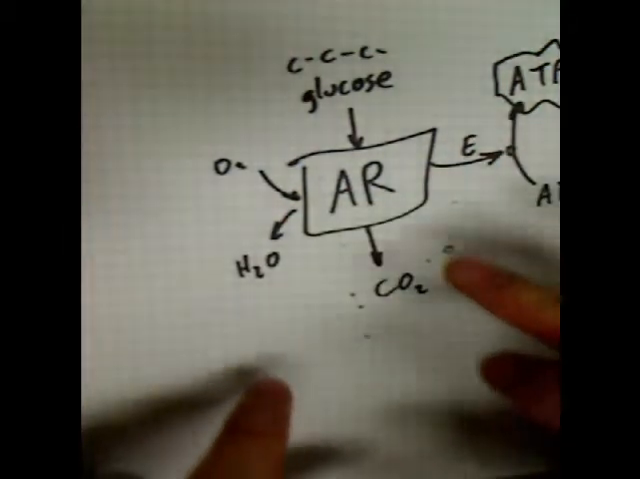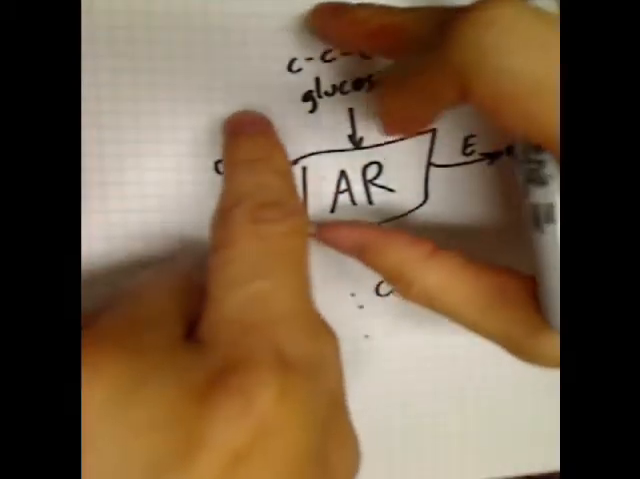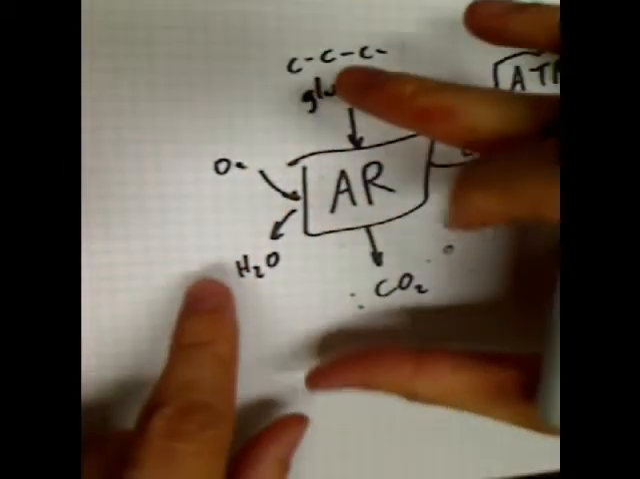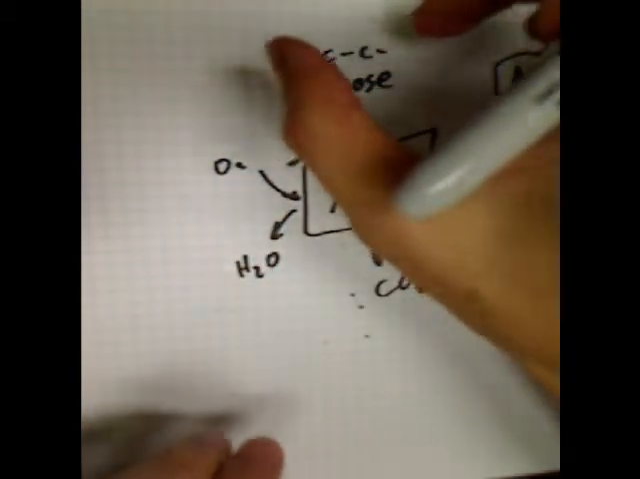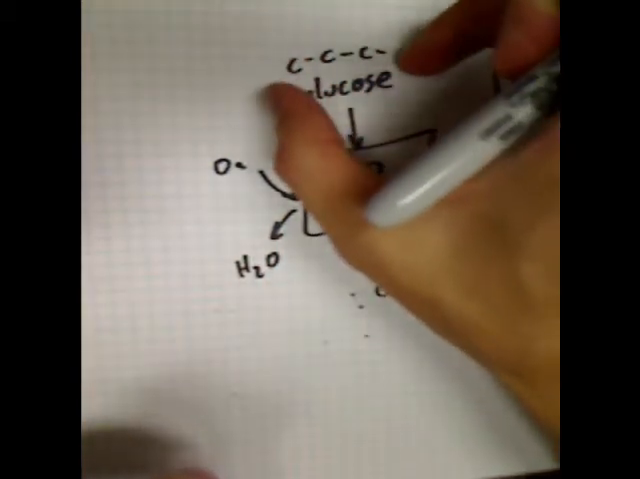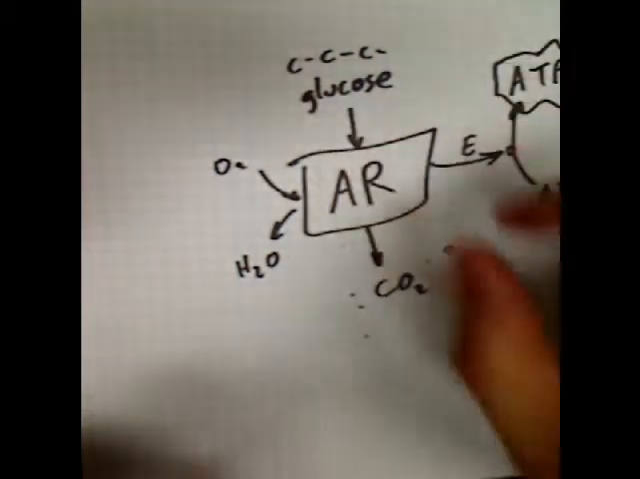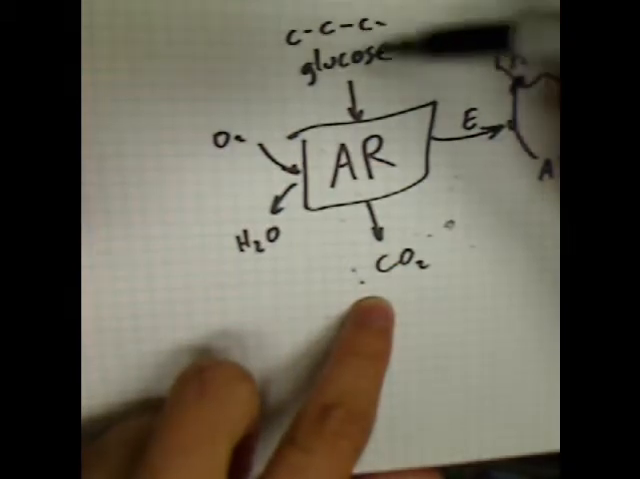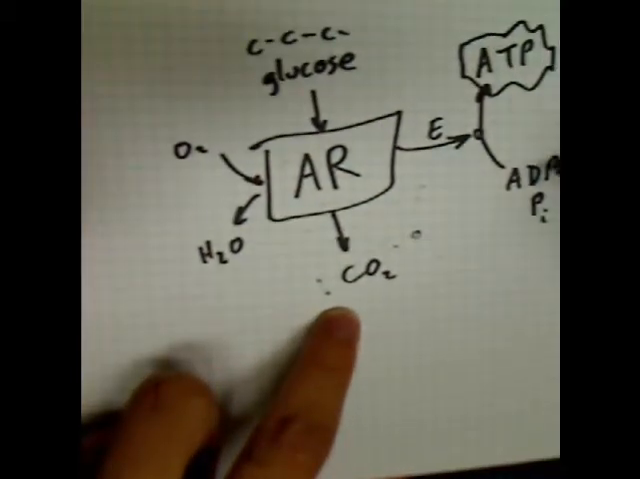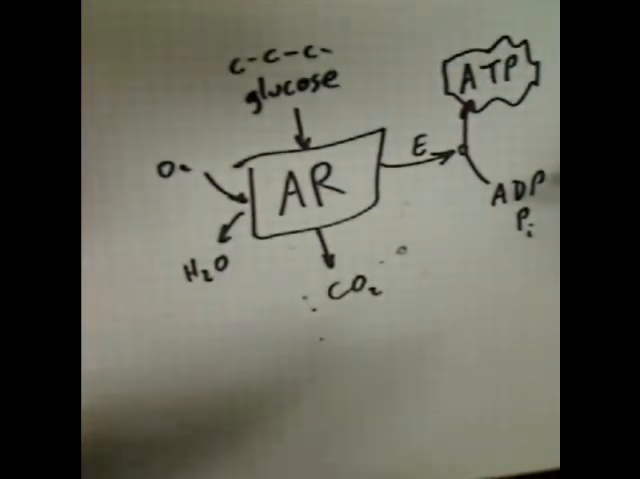But for now, if you want to just get a good picture of the overall function of aerobic respiration, it's this business: taking a carbohydrate that's rich in carbon-carbon bonds and breaking those bonds, releasing the carbons as carbon dioxide. And when these bonds are broken, the energy that's released is going to be used to drive this endergonic reaction.